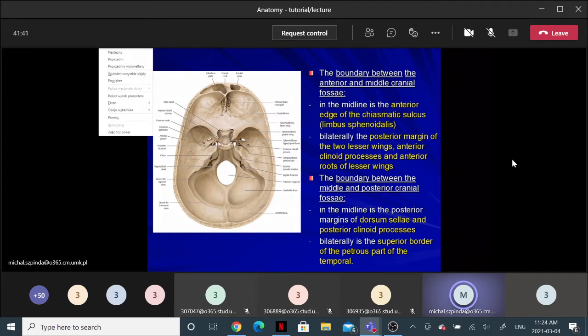So, as you can see, the middle cranial fossa is extended forwards until the sphenoidal limbus, and is extended backwards until the posterior boundary of the dorsum sellae. Here is the anterior border of chiasmatic sulcus, and here the posterior border of the dorsum sellae.